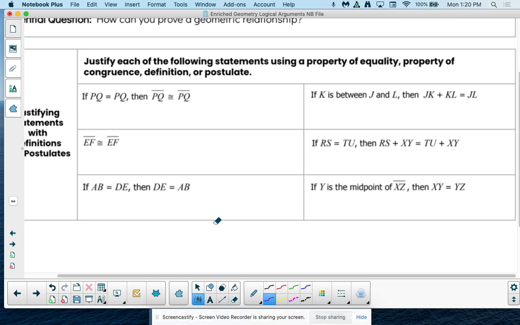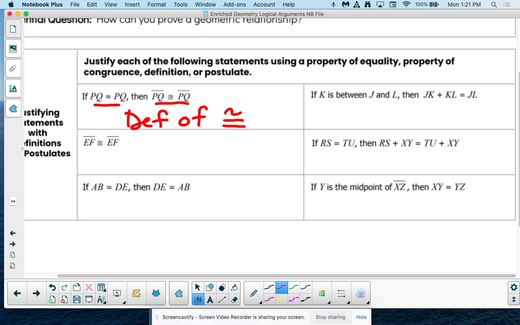So here we go. If PQ equals PQ, then segment PQ is congruent to segment PQ. What property? Definition of congruence, right? What happened from here to here? We just put the little bar on top, right? That's definition of congruence. And you can abbreviate enough to where you can still make sense of it, right? Definition of congruence, but you can't do it so little that no one knows what you're talking about. But as long as you make it still what it is, that's okay.